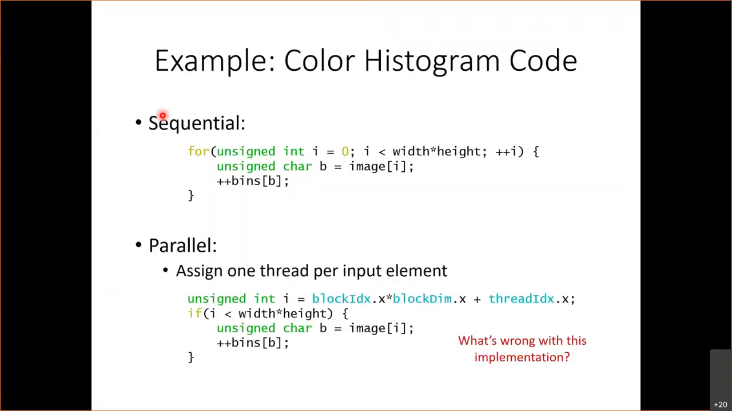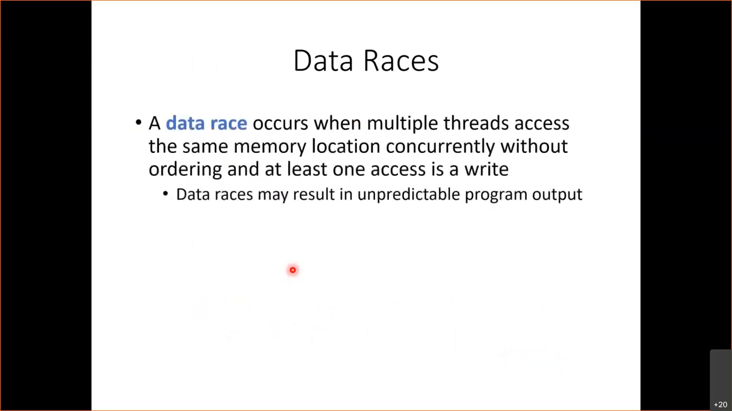So this is the code that we just wrote, and we saw there's something wrong with this implementation. As you've written in the chat, we have something called a race condition. So let's take a look at race condition. A data race occurs when multiple threads access the same memory location concurrently without ordering, and at least one of these accesses is a write. When that happens, we have a data race, and a data race may result in unpredictable program output.